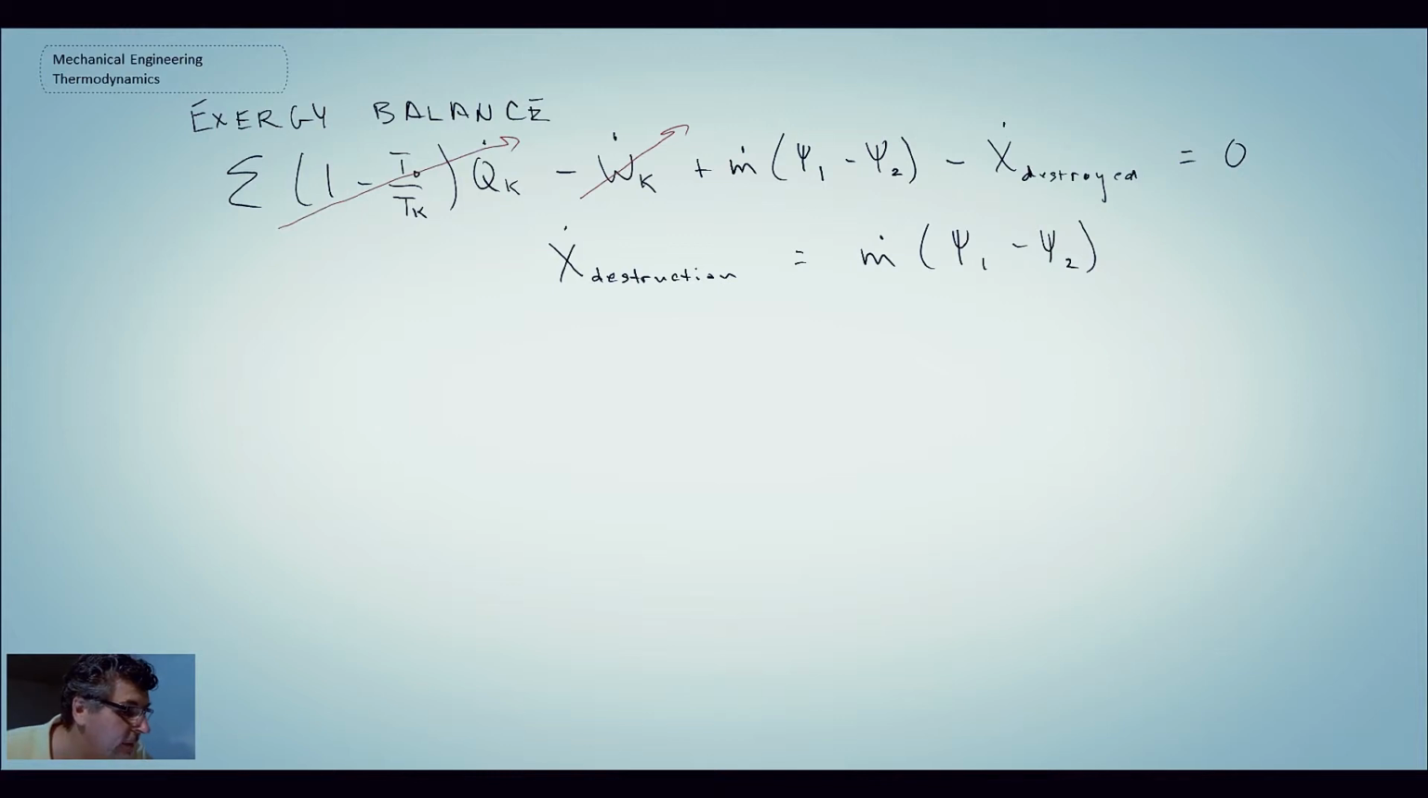Now what I'm going to do, I'm going to divide by mass flow rate on both the left and the right hand side, and that will convert this into a smaller x for exergy. So we have that expression there, psi 1 minus psi 2. What we're now going to do, we're going to expand this by putting all the different terms that it consists of. And so we get the following.